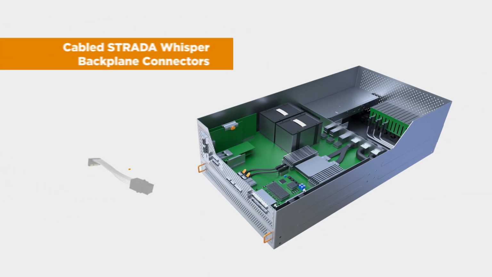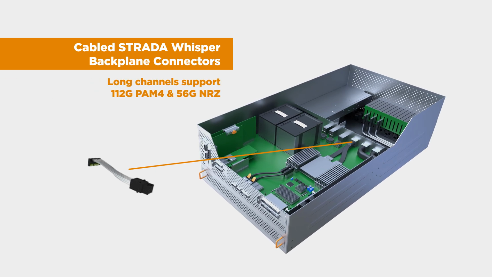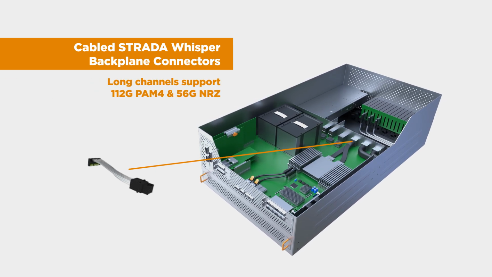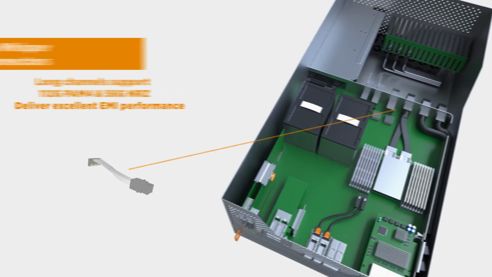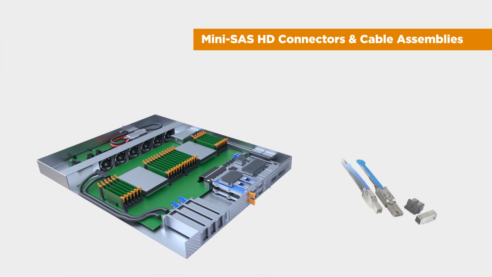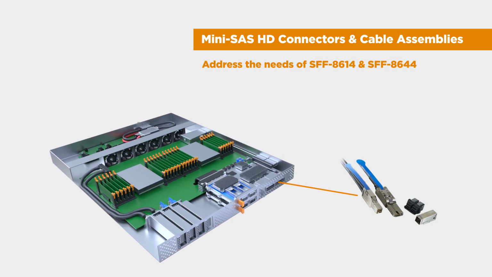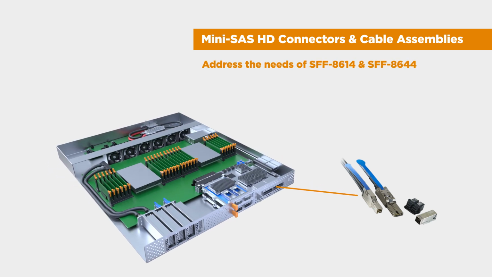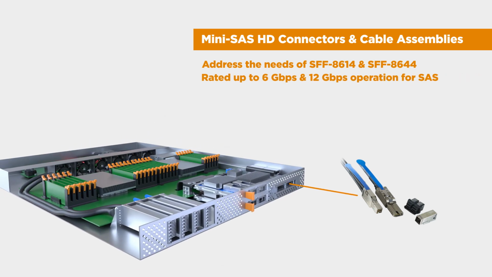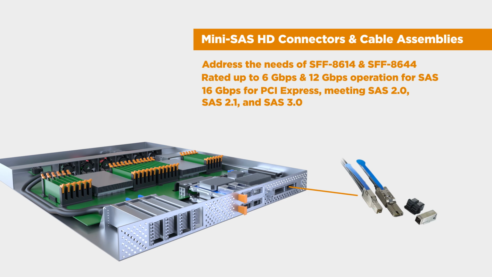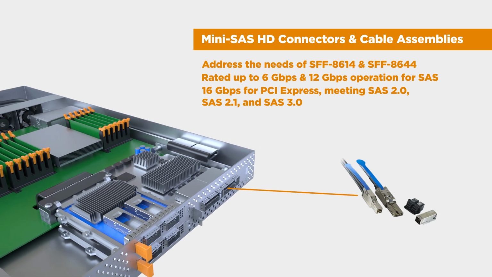Cabled StrataWhisper backplane connectors for longer channels support 112G PAM4 and 56G NRZ and deliver excellent EMI performance in cabled receptacles. Mini SAS HD connectors and cable assemblies address the needs of SFF-8614 and SFF-8644. They are rated up to 6 gigabits per second and 12 gigabits per second operations for SAS and 16 gigabits for PCI Express, meeting SAS 2.0, SAS 2.1, and SAS 3.